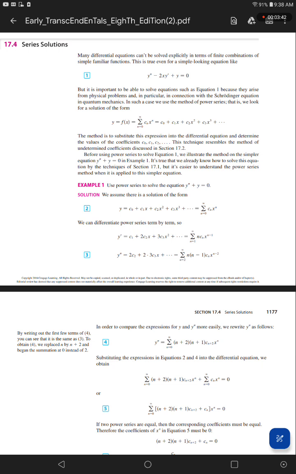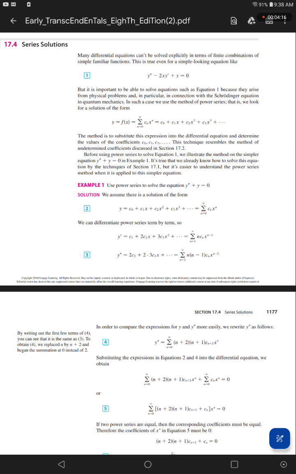In order to compare the expressions for y and y double prime more easily, we rewrite y double prime as follows. Equation 4, y double prime equals the sum from n equals 0 to infinity of open n plus 2 close open n plus 1 close c sub n plus 2 x to the power n.